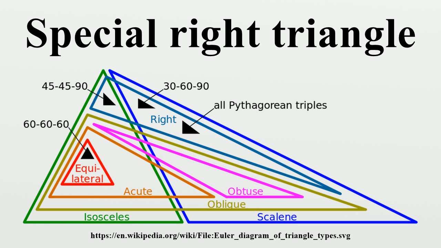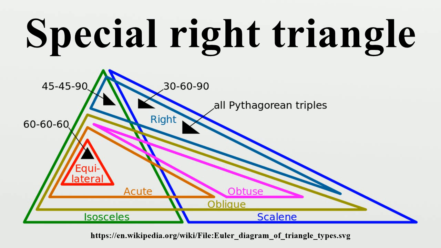Of all right triangles, the 45-45-90 triangle has the smallest ratio of the hypotenuse to the sum of the legs, namely square root 2 over 2. Of all right triangles, the 45-45-90 triangle has the greatest ratio of the altitude from the hypotenuse to the sum of the legs, namely square root 2 over 4.